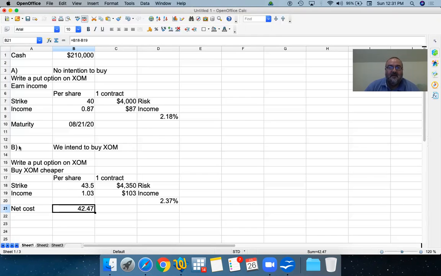Now, the downside of this is that if Exxon were to go up, so come Friday, Exxon is $50. Well, then unfortunately, we couldn't buy it. And what happens is we collect the $103 of an income, but we wanted to buy Exxon, and therefore we are disappointed that we couldn't buy it. And the price is at $50 or $60. We missed an opportunity, and all we got is this lousy $103.